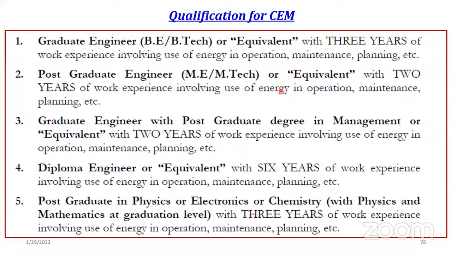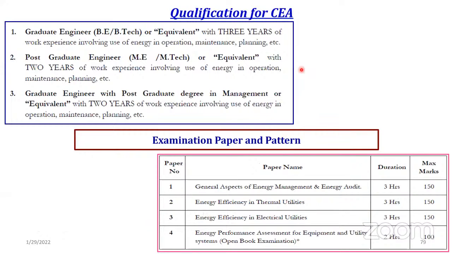This is the qualification of the certified energy manager. If you want to become a certified energy manager, the minimum qualification is a diploma with 6 years experience, or BE with 3 years experience, or ME/MTech with a PG degree with 2 years experience, or any graduate in management with 2 years experience is essential, right?